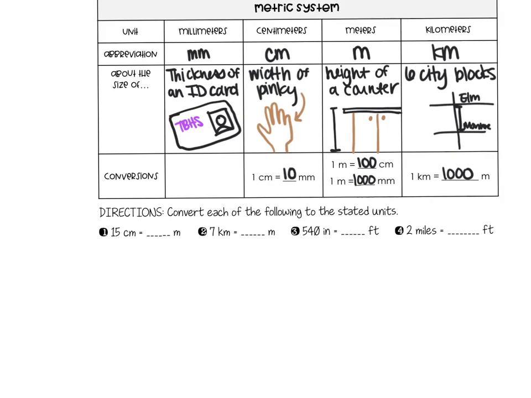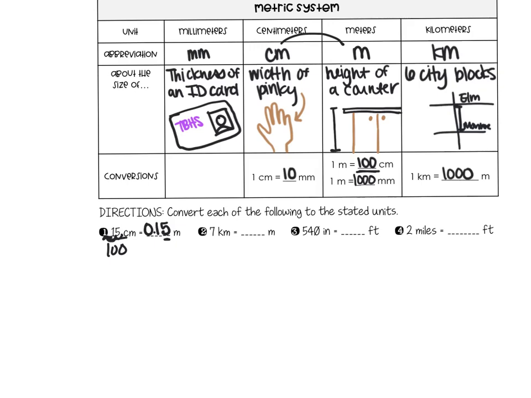So if you are converting centimeters to meters, I know centimeters is much smaller, so I'm going to have more centimeters to make up my meter. There's 100 centimeters in 1 meter, so I want to basically just move this decimal 2 spaces. So 15 centimeters, if there's 100 centimeters in 1 meter, is like 15 out of 100. So I put 15 in my hundredths place.